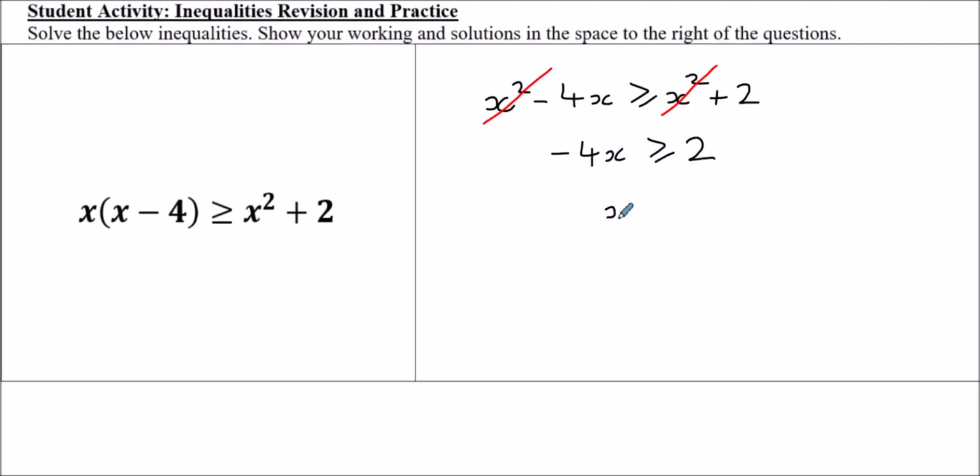If we then divide through by minus 4, 2 divided by 4 is a half, but 2 divided by minus 4 is going to give us minus a half. And more than that, the direction of this inequality symbol is going to switch. So rather than facing this way, it's going to face the other way, like so.